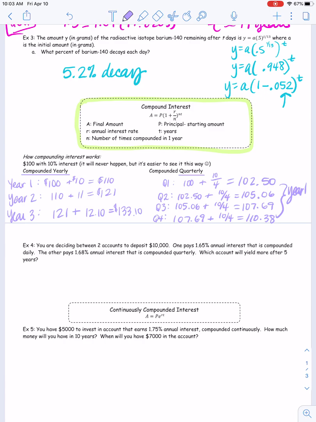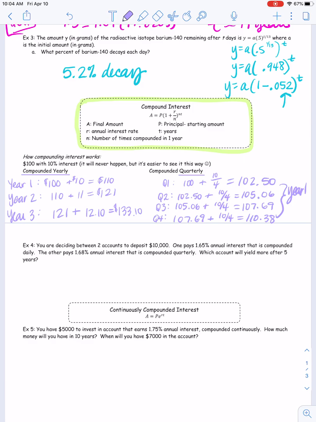Why is it 1 plus? Because all of these are going to be growth models. You're just gaining interest. You're never going to lose that interest, right? You might not gain a lot, but you're never going to lose anything. All of that is going to be raised to the n times t power. N is that same number of times that it's compounding in the year. So whatever you're dividing your rate by, you'll also be multiplying that to the number of years in that exponent, okay? So let's go ahead and try to put this together in a new problem.